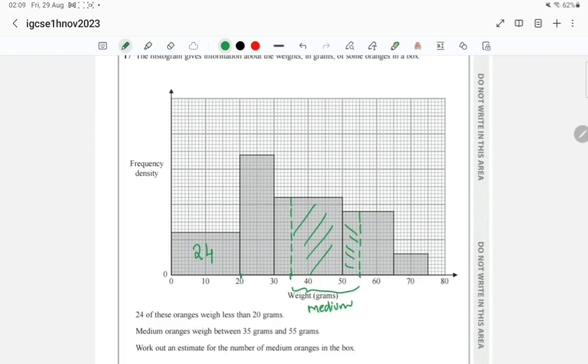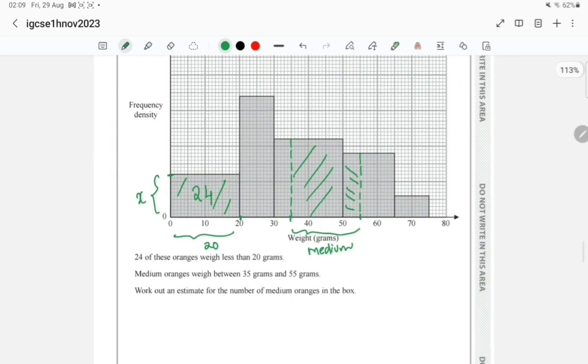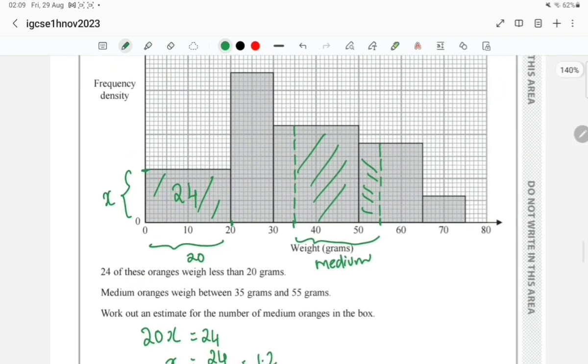Now work out an estimate for the number of medium oranges in the box. Now to find this, I need to find how much this is over here. Let's see. So if this area is 24 and this is 20, so this part has to be, let's call it x for now. So 20x is equal to 24. X would be equal to 24 divided by 20, which would be 1.2. So let's scale this up.